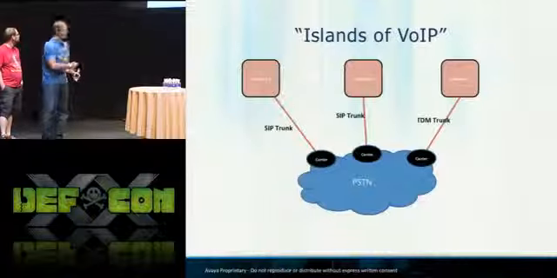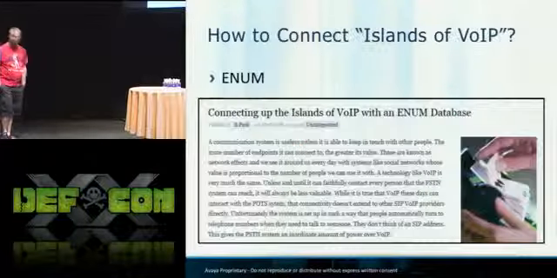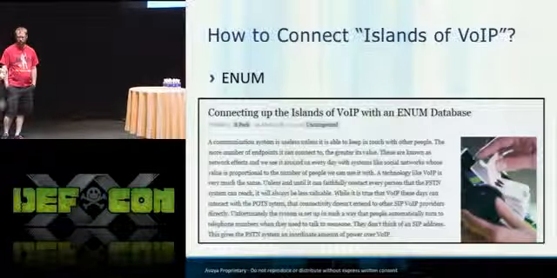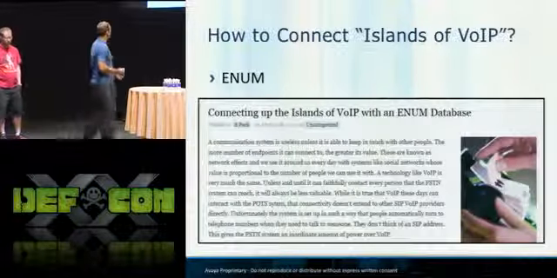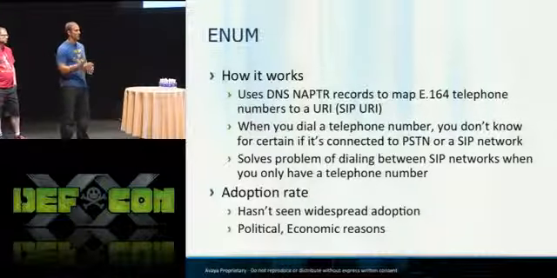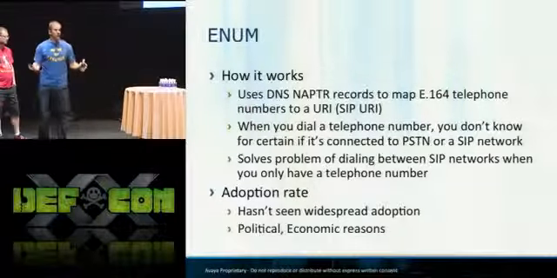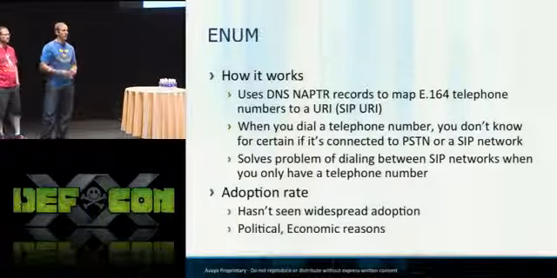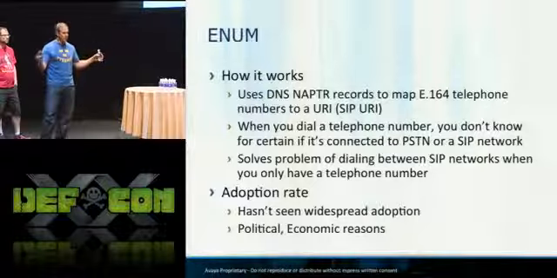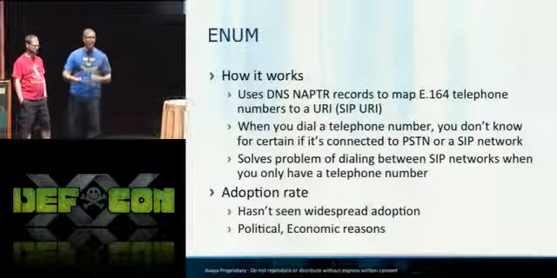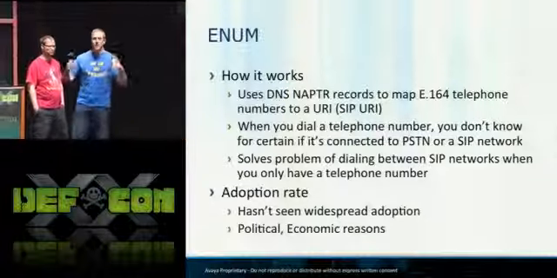Here's another representation of the islands of VoIP idea. One thing that people are talking about with connecting the islands of VoIP is using ENUM. ENUM is basically a special resource record where we map E.164 telephony numbers to a SIP URI. It solves the problem of interconnecting the islands of VoIP because you can look up the number, and 2 different SIP networks can connect to each other directly by dialing by number. That fits when you're still thinking in terms of dialing by number.